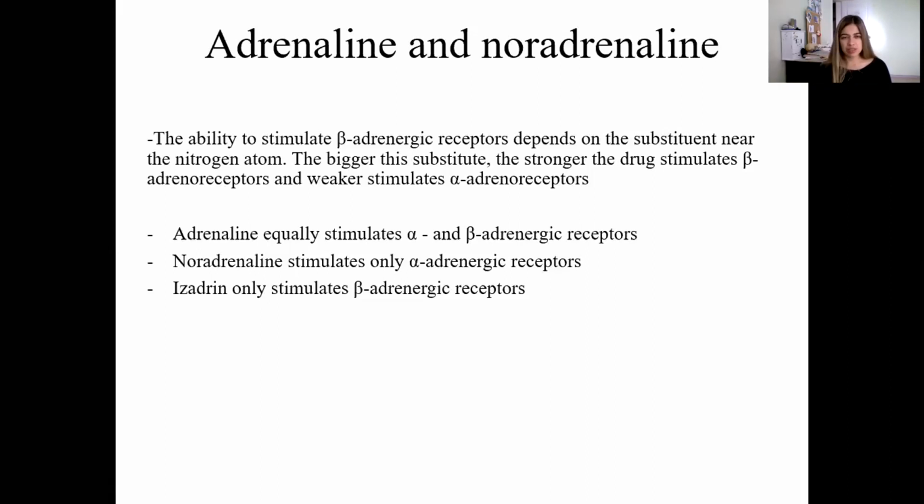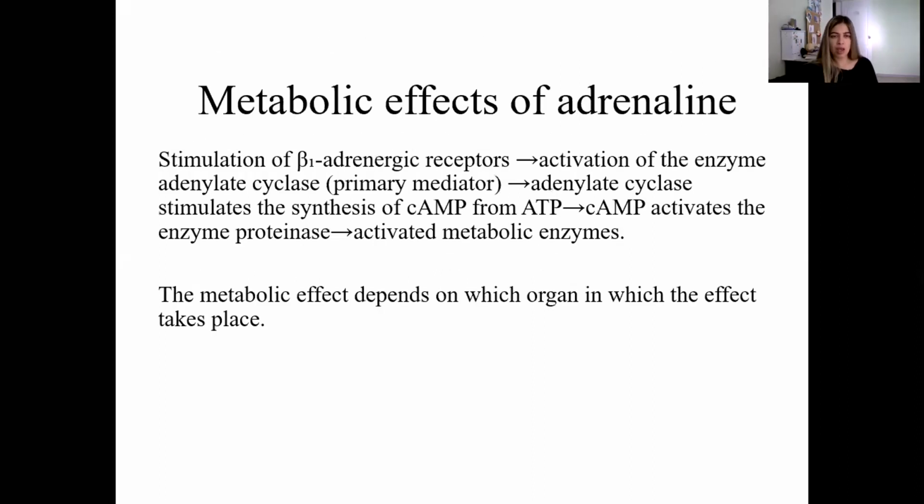That's why adrenaline equally stimulates alpha and beta adrenergic receptors, because it has a radical, but it is small, only methyl. Noradrenaline doesn't have a radical, so it only stimulates alpha adrenergic receptors, and isoprenaline only stimulates beta receptors because the radical in the amino group is quite big. This is the isopropyl radical.